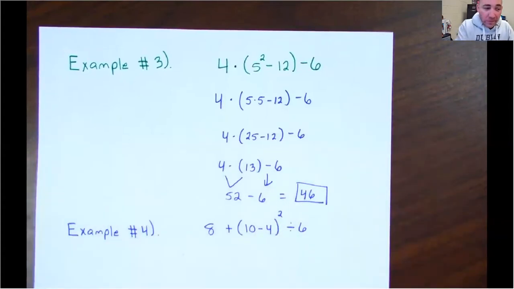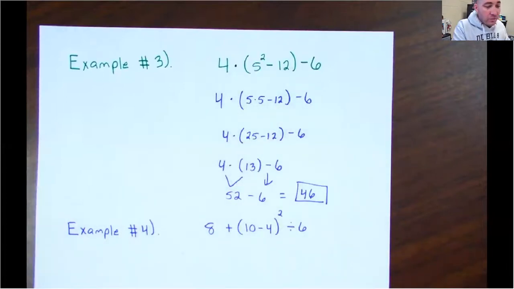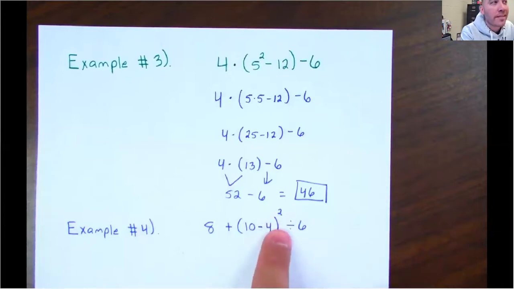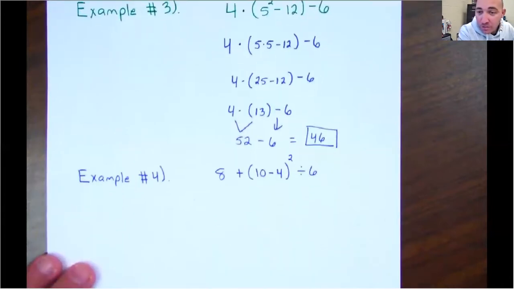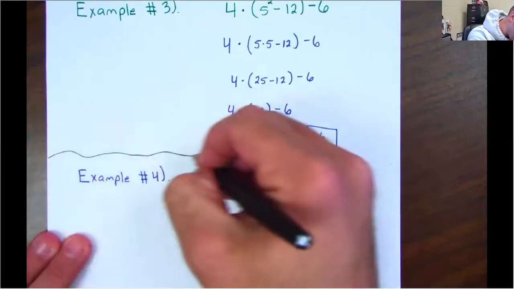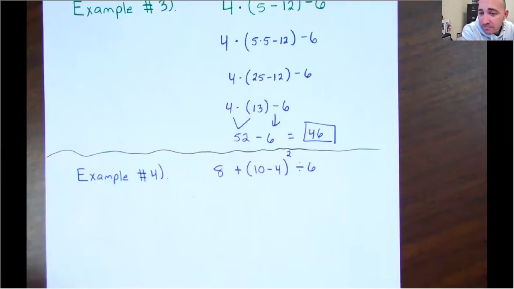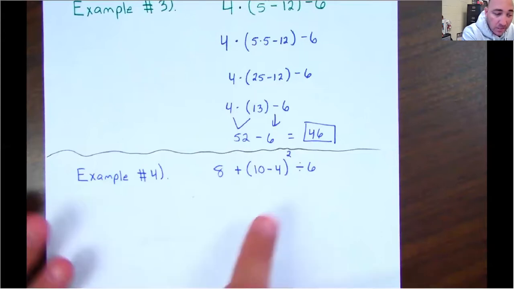All right, that was a little bit tougher because we had an exponent inside the parentheses. Now, this last one's going to be pretty challenging because this time I have an exponent outside the parentheses. So let's check this out. The problem says, so I'm trying to separate the problems, 8 plus, inside the parentheses, 10 minus 4, close parentheses, squared, divided by 6.